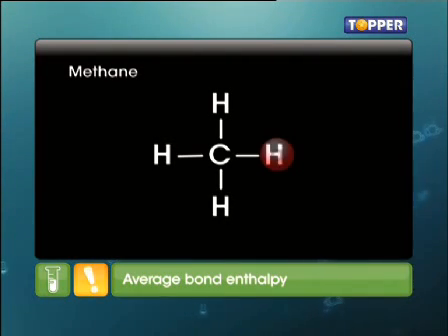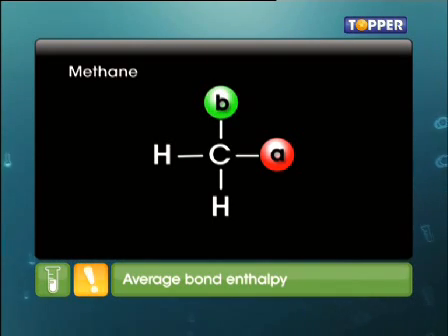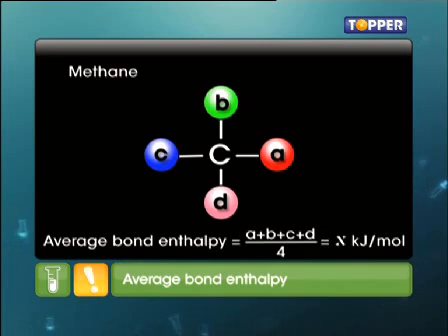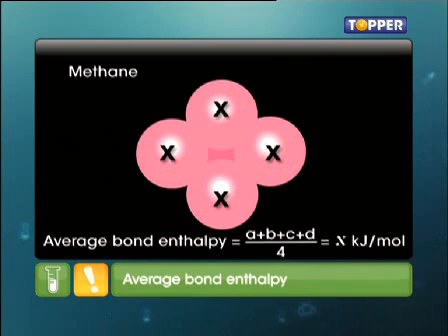The first carbon-hydrogen bond is broken from CH4 using a certain amount of energy. Now, the energy needed to break the second carbon-hydrogen bond from CH3 is different from the energy consumed during the first step. Similarly, the energy required to break away hydrogen will be different for CH2 and CH. So for methane, we need to calculate average bond enthalpy.